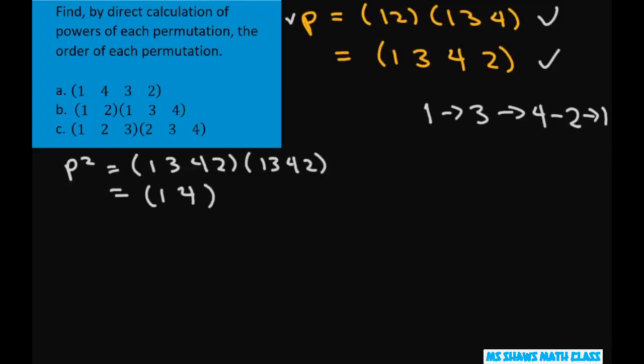All right. And then we'll just start with 2. 2 maps to 1. And 1 maps back to 3. 3 maps to 4. 4 maps back to 2. So this is just going to be (2 3).